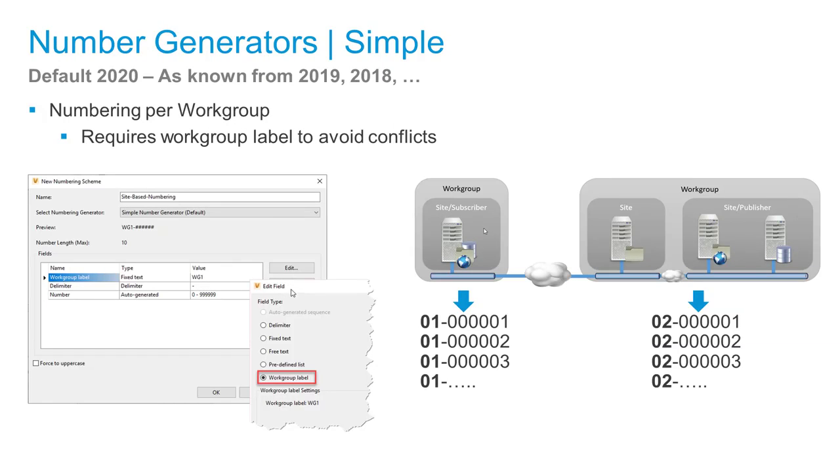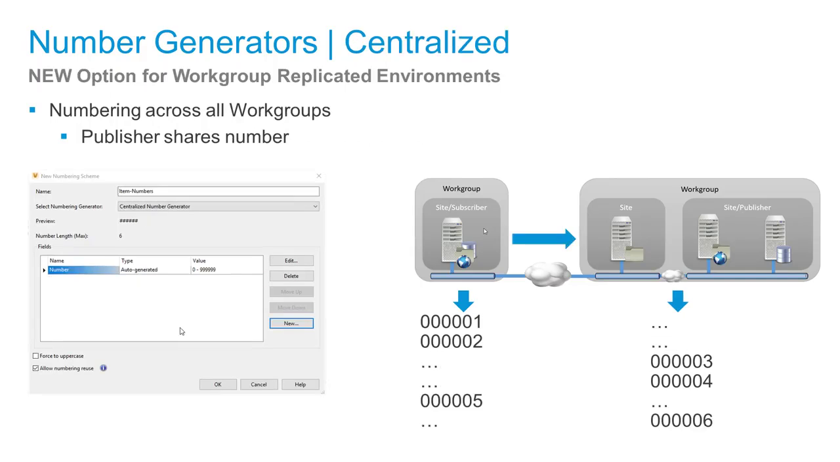So let's review the three. This one is simple. It's default in 2020 and it is as you know it from 2019 or 2018. What you should do is numbering per workgroup, which requires the workgroup label to avoid conflicts. A new option for workgroup replicated environments: numbering across all workgroups and the publisher shares the number. This is the new centralized numbering.